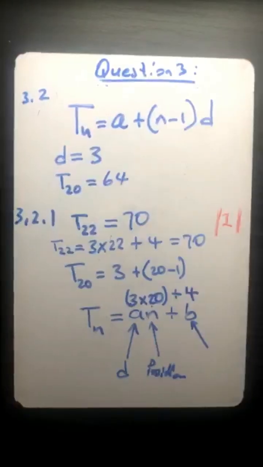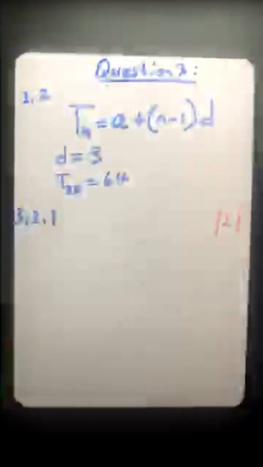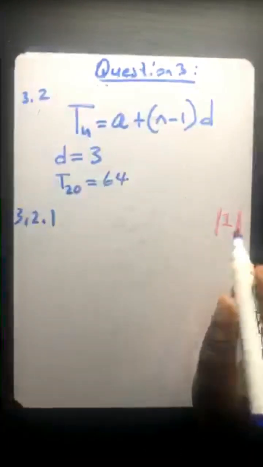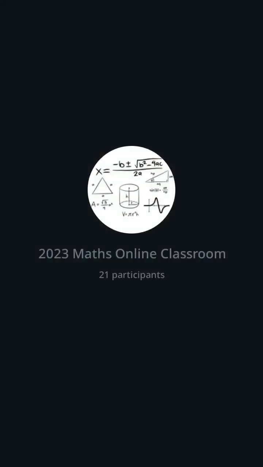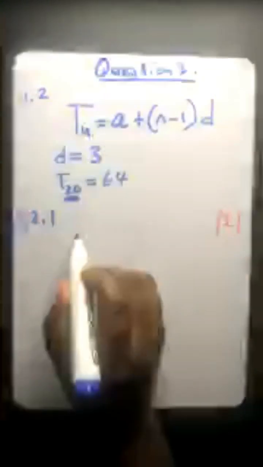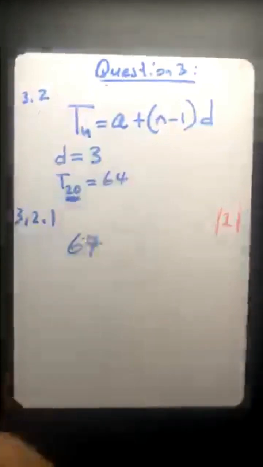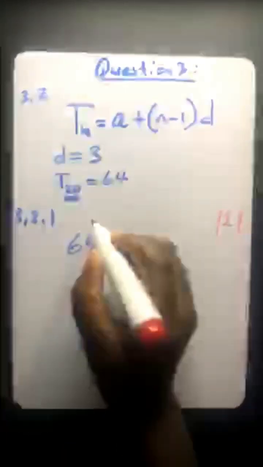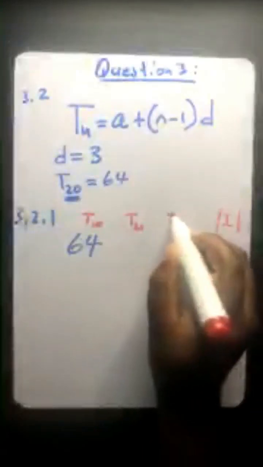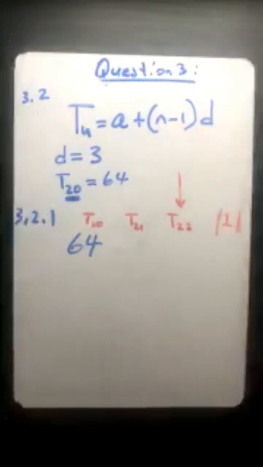Let me just straight away work it out. It should be a quick and easy one. What we know is that term number 20 is equal to 64. We know there's going to be term number 21 and term number 22. This is the term that they are looking for.